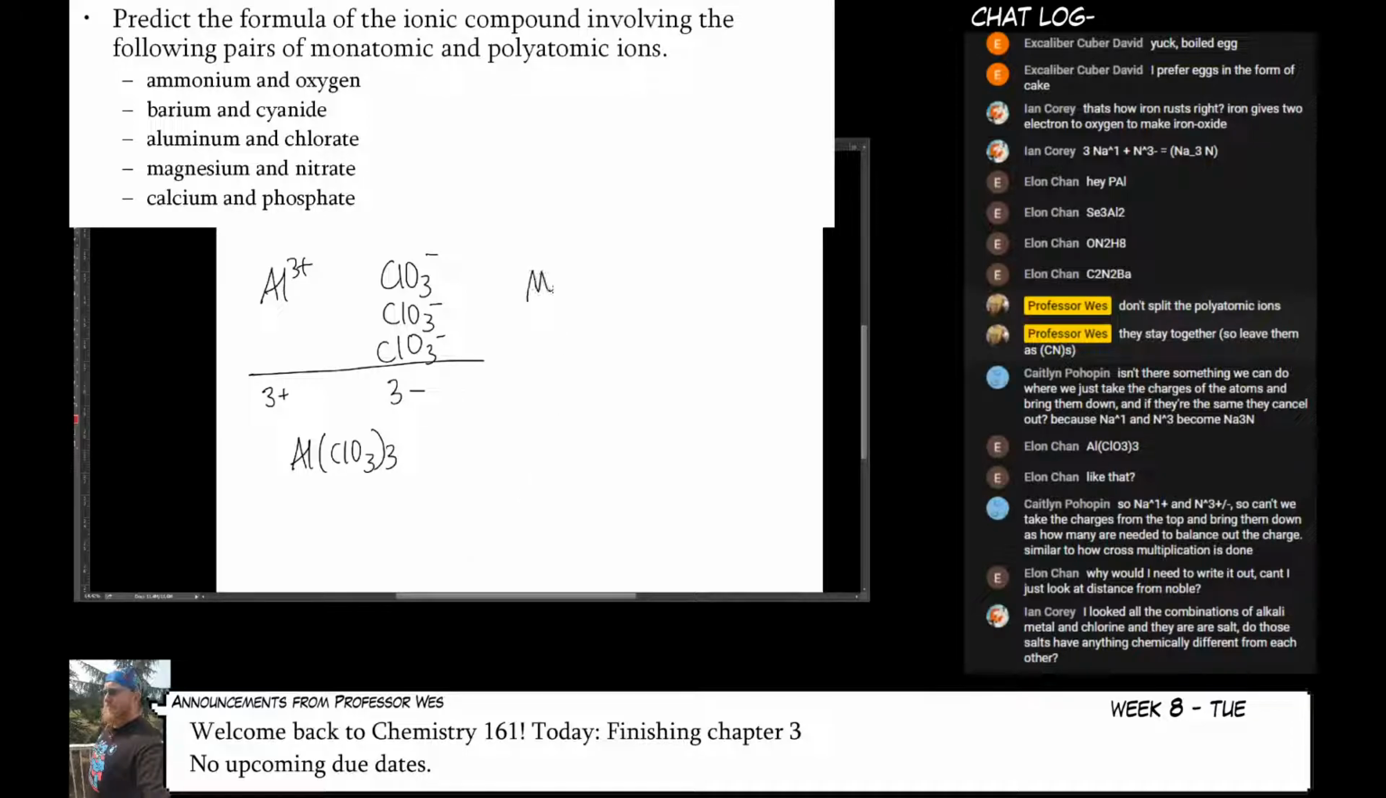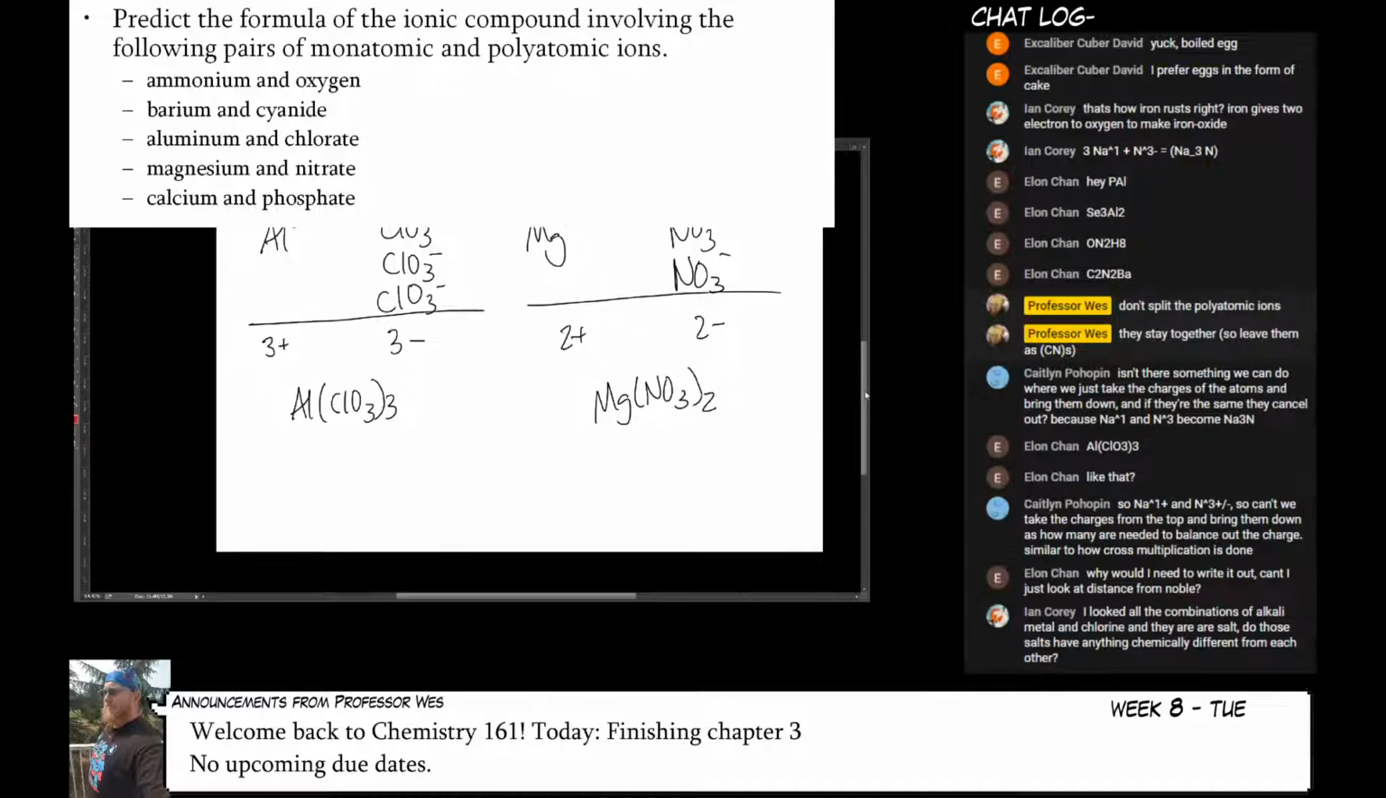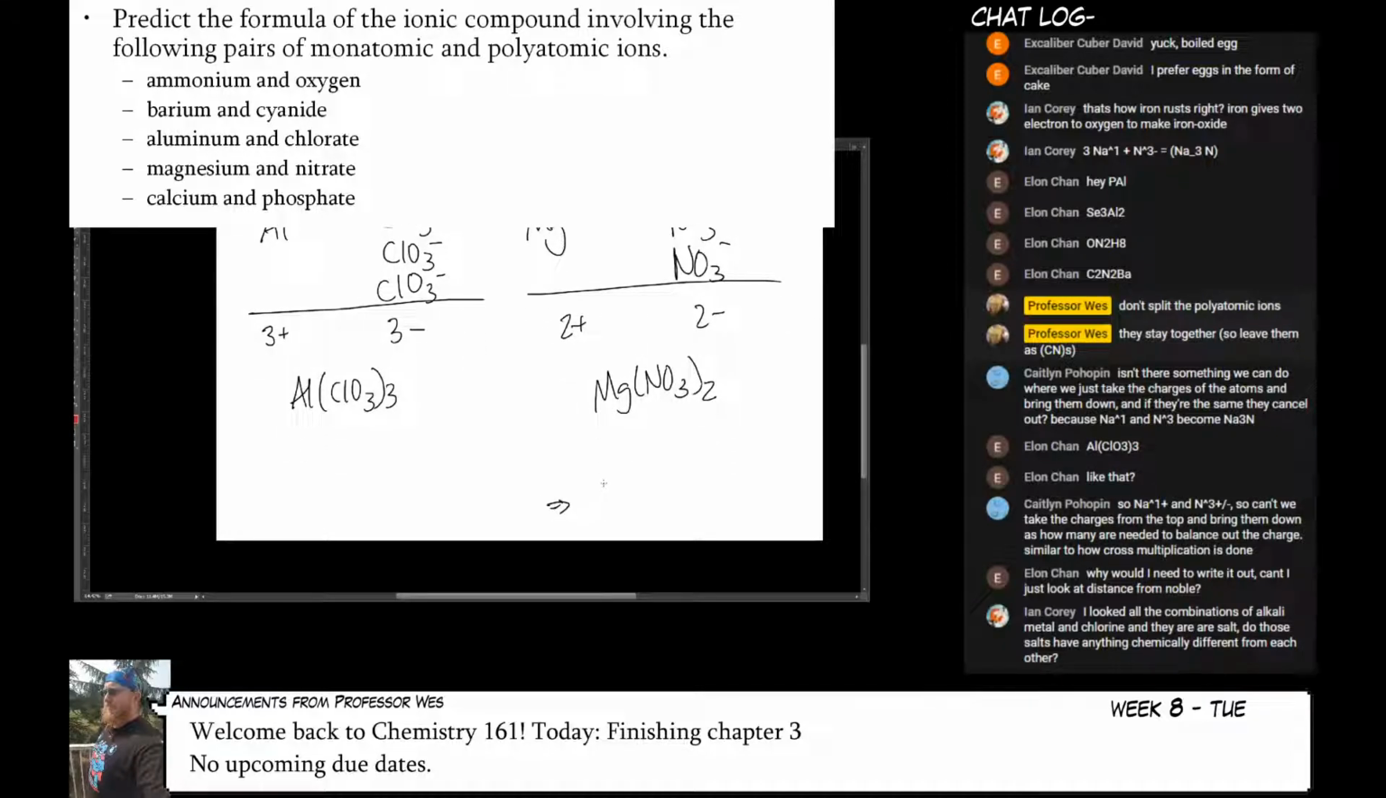What do we have? Magnesium and nitrate. So there we go. There's that. Not 3. There we go. And then by a similar token, I'm just going to write the answer to the last one here, because we're due for our break here. There's calcium phosphate.